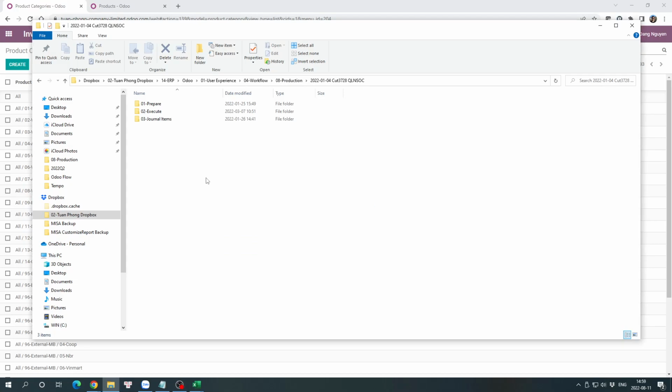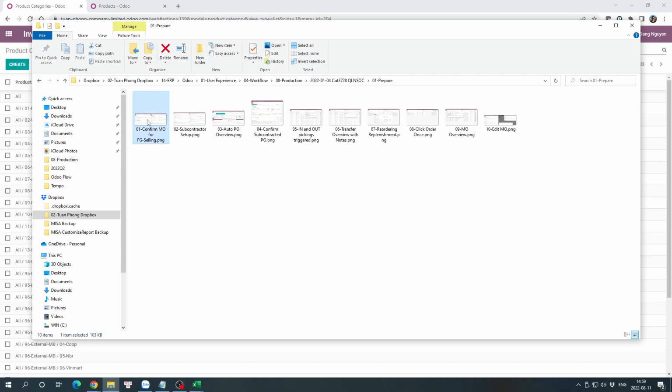So with all such setup in place, now it's time to take a look at a real life example. Let's say that this fabric cut table 3728 for this product code, and it was on this date. First of all, I'll show you what you have to do to prepare for the whole thing, and then how you go about everyday data entry when you execute it. And then finally, I'll show you the journal items. So take a look.